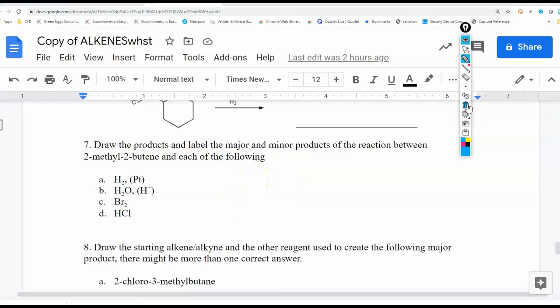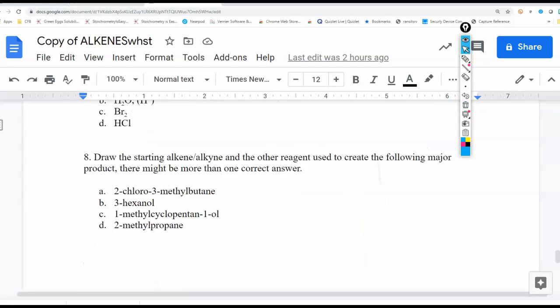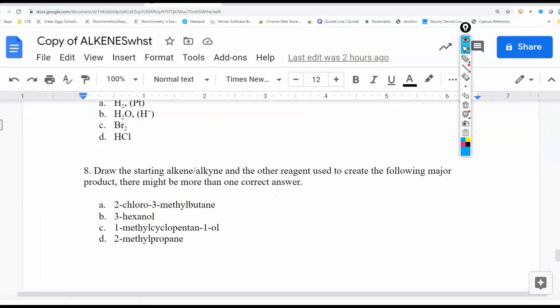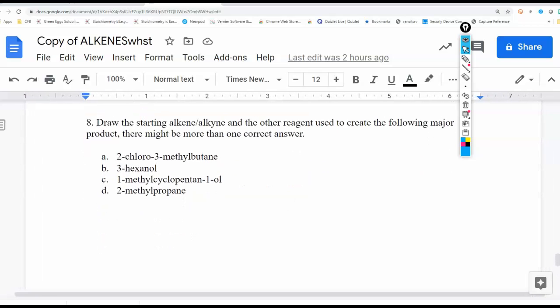Okay, so now we are going to go on to the last part here. Is this our ending? This is our ending. Okay, yay us. So now we want to know what the starting alkene or alkyne and the other reagent used were for the following major products. So, oh boy, we have to figure out what the reactants were.